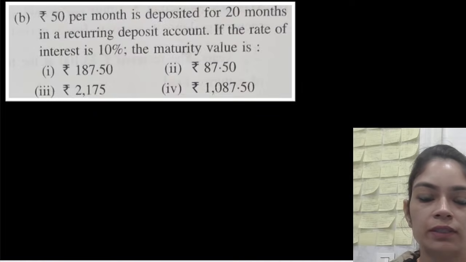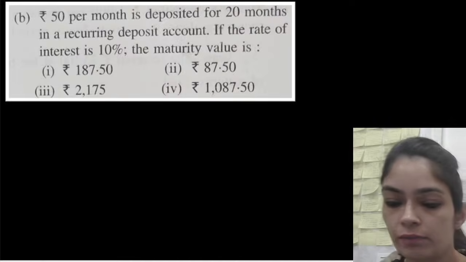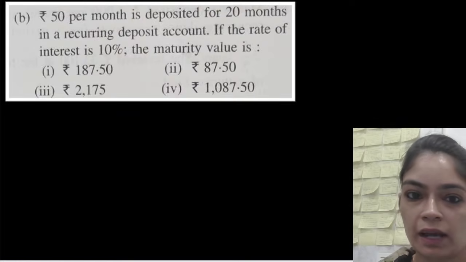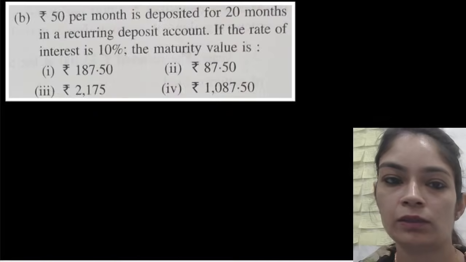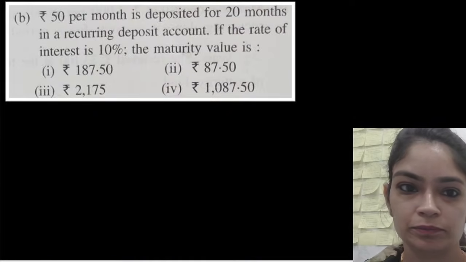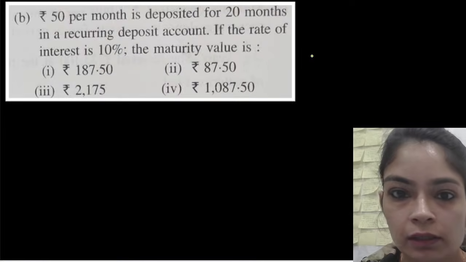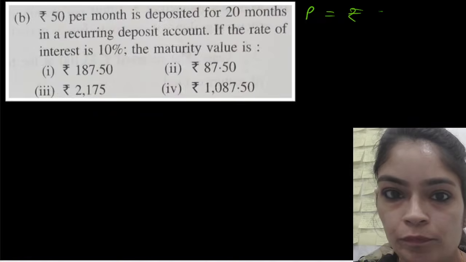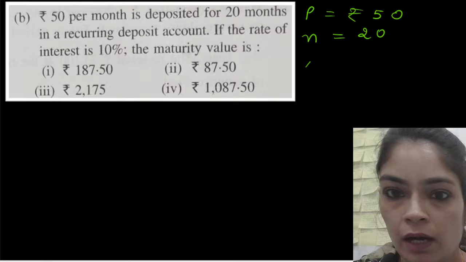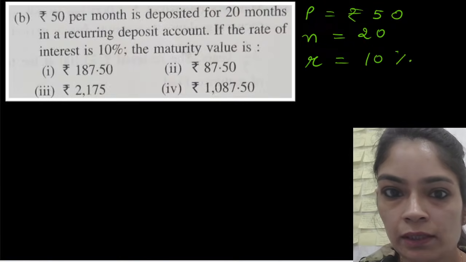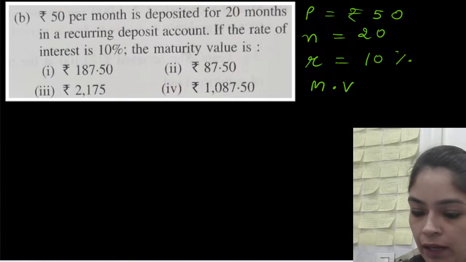Now tell me fast what's given to us in the next question. You just have to read the statement and tell me the given things and what we have to find. The class will be interactive. You will also enjoy. So what's given to us in the next question? Let's see who will tell. So principal is given to us 50. Then N is given to us as 20. R is also given to us as 10% and we have to find MB. Yes. So P, N and R is given to us.